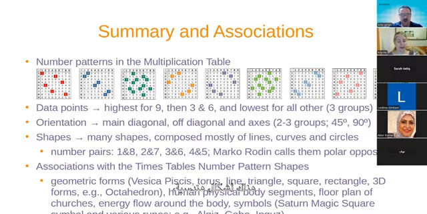They are geometric shapes, vesica piscis, curves, line, triangle, square, rectangle, 3D forms like the octahedron, human physical body segments, floor plan of churches, energy flow around the body, and symbols. In particular, important to mention the Saturn magic square symbol and various runes. For example, Algiz, Gebo, Ingwaz, and there were others that I didn't present today.